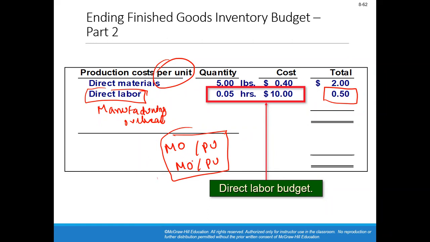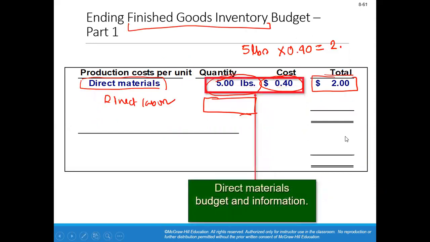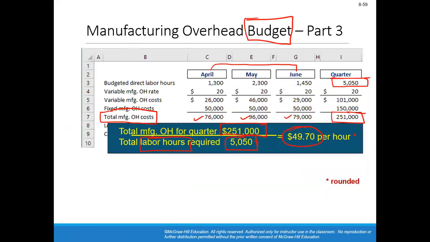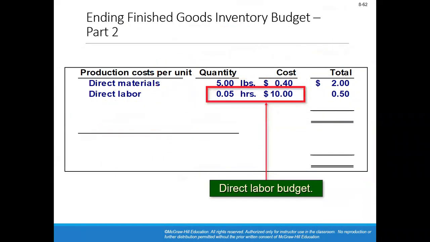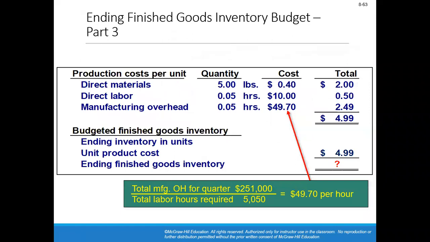You can only come up with the manufacturing overhead per unit if you have the predetermined manufacturing overhead rate, which we calculated a few seconds ago, right? So it was how much? It was 49.70. Okay, so let's proceed. So 49.70 per hour.